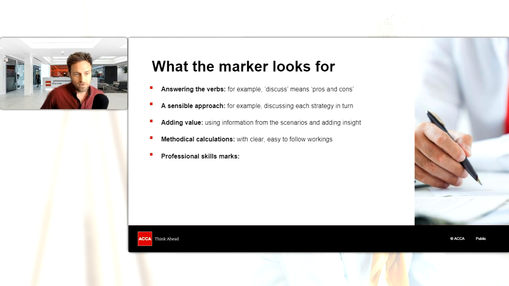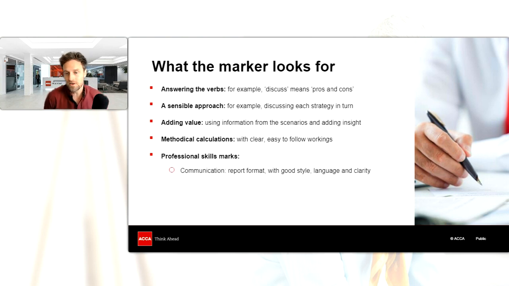Also, you need to focus on the professional skills marks. This is a real passion of mine for AFM students because I think a lot of people neglect these, and there are 20 marks you can get for professional skills. If you get these right, you only need 30 marks from the rest of the exam to pass. Suddenly that sounds great, doesn't it? If you can get all of these professional skills marks, which you can, then you only need to get 30 elsewhere. So that sounds amazing.